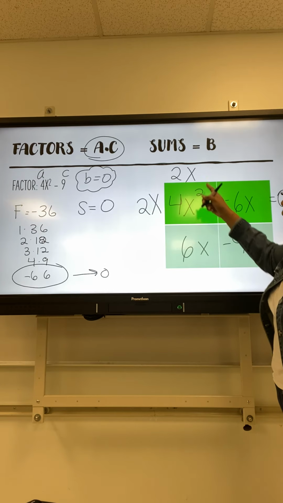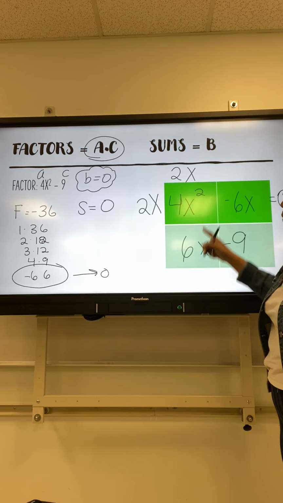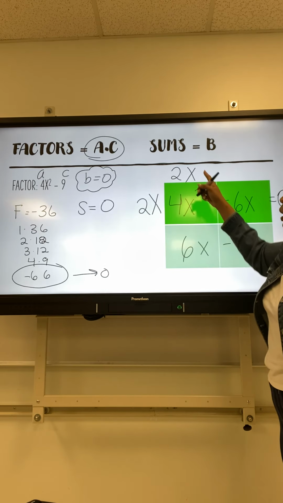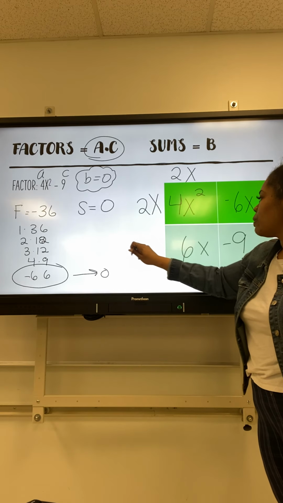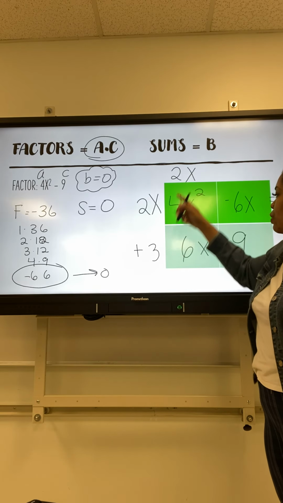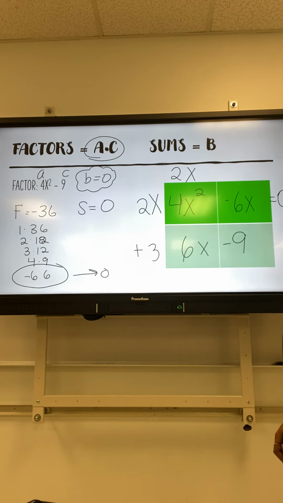All right, so now I look at this bottom square. I have 2x, but I need 6x. So in order to get 6, that means I have to multiply this by a positive 3. So 2 times 3 is going to give me positive 6. And then looking at this last square, I need to get a negative 9. So 3 times 3 will give me 9, but I need it to be a negative, so that means that needs to be a negative 3.